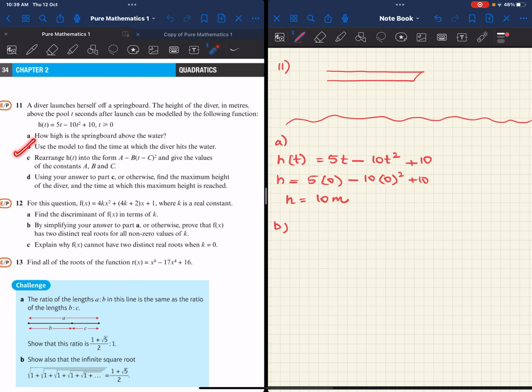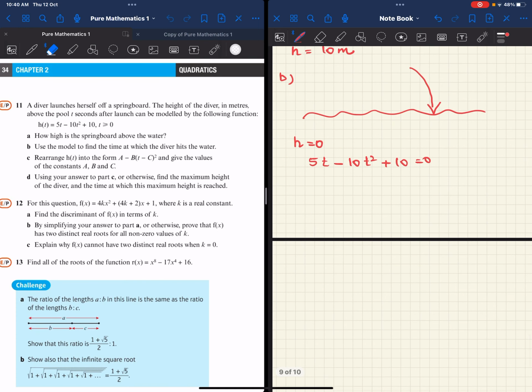Part B says use the model to find the time at which the diver hits the water. Now, in the given case scenario, we need to find when the diver hits the water. So, when the diver hits the water, the height above the water will be equal to 0. So, we can use this equation and equate the height equal to 0. So, we put 0 here. So, we have 5t minus 10t squared plus 10 is equal to 0. And we solve this in order to find the time when the diver hits the water.